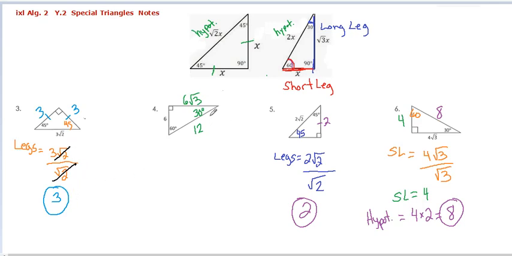Now on the next one, it's a 60-30, and we have the short leg here, so that's pretty easy. The hypotenuse is double the short leg, so it is 6 times 2, which is 12. And then the long leg is going to be whatever the short leg is times the square root of 3.